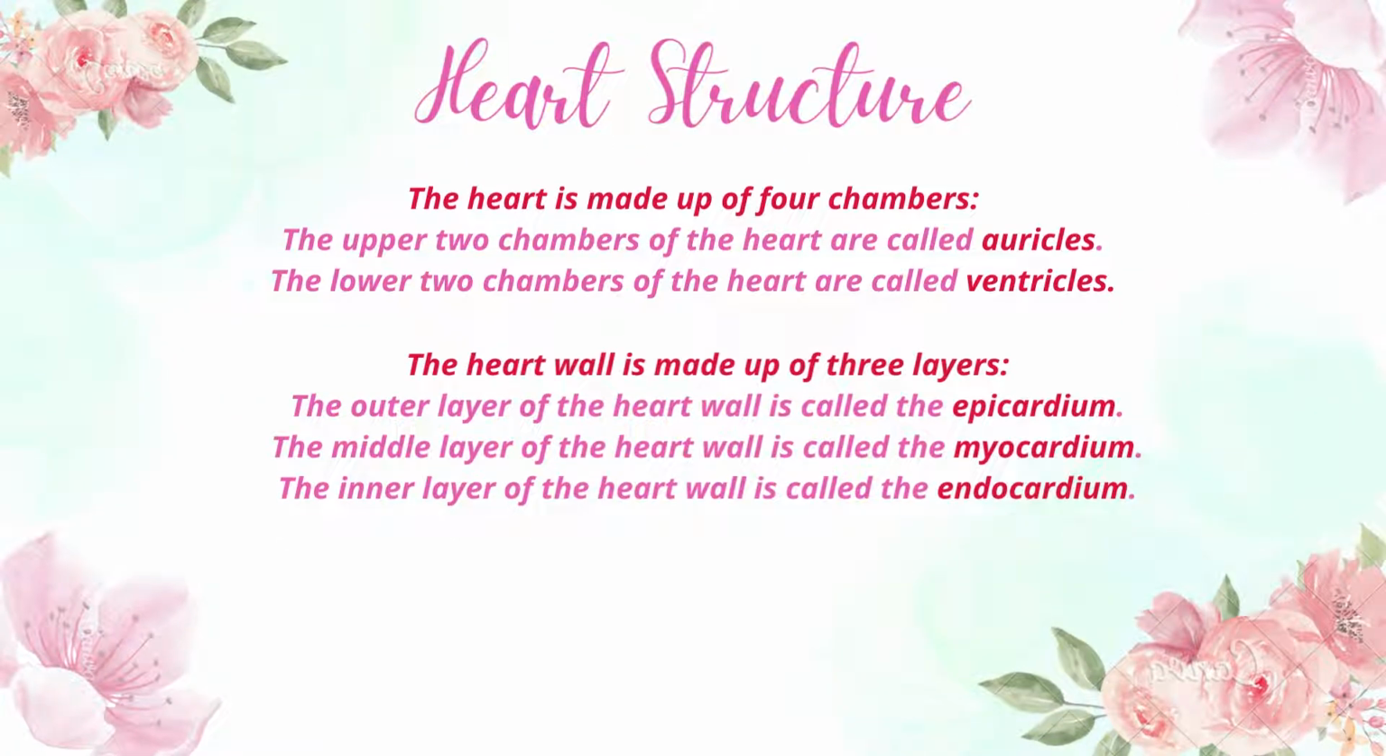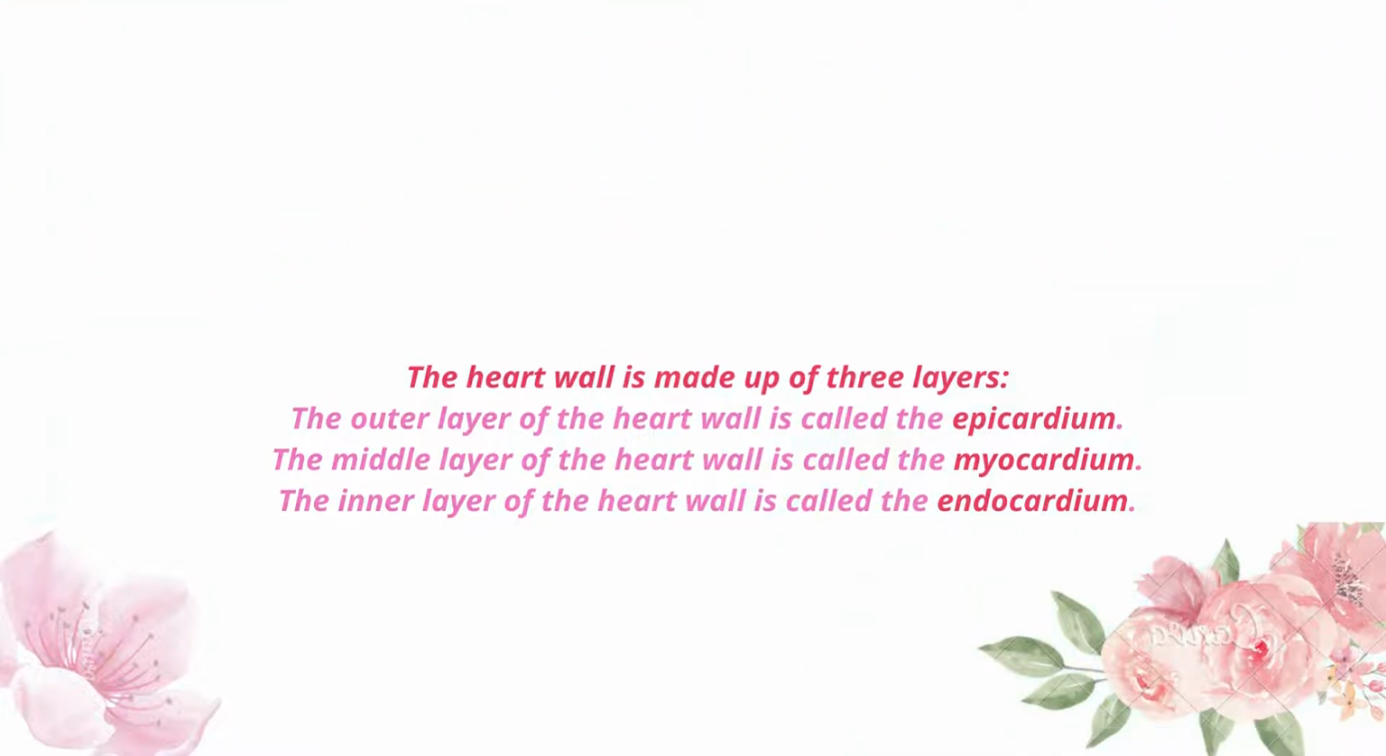So before going towards cardiac cycle, let's get to know about the structure of the heart. So heart is made up of four chambers. The upper two chambers of the heart are called auricles, and they are sometimes also called atria. The lower two chambers of the heart are called ventricles. The heart wall is made up of three layers. The outer layer of the heart wall is called the epicardium, the middle layer is called the myocardium, and the inner layer is called the endocardium. So these are the three layers of the heart wall.